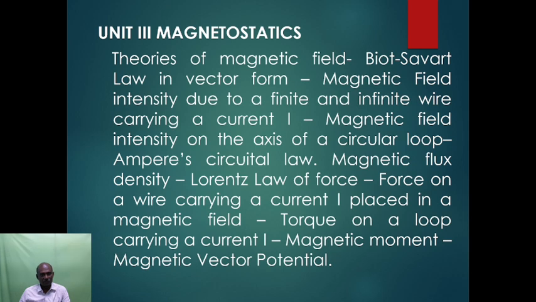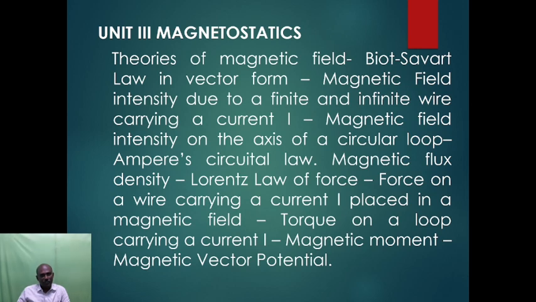The third unit is about magnetostatics. Magnetostatics deals with the magnetic field produced by the moving charge. Electrostatics deals with the field due to a rest charge, static charge, but magnetostatics deals with the magnetic field produced by the moving charge. It is nothing but current. Here we have the theories about the magnetic field: Biot-Savart law, like Coulomb's law in electrostatics.